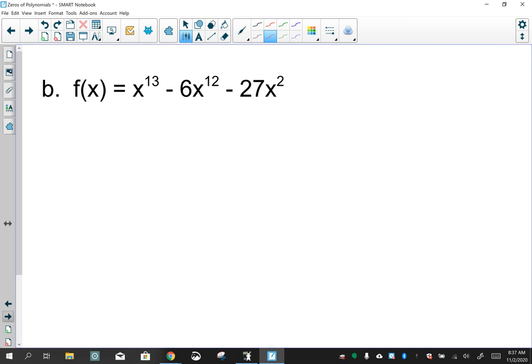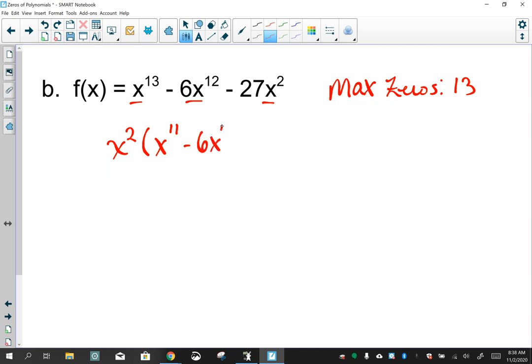I'm going to look at this one here, and I want to do the same thing. So first off, the max zeros that I can possibly have is going to be 13, okay? So now I'm going to do the same thing I did with the last one. I'm going to pull out what they have in common. So in this case, it's an x squared. So I'm going to pull out that x squared. And I'm left with x to the 11th minus 6x to the 10th minus 27.